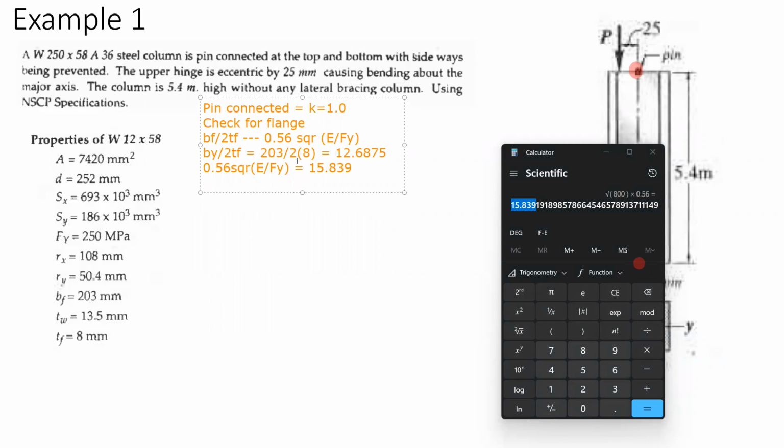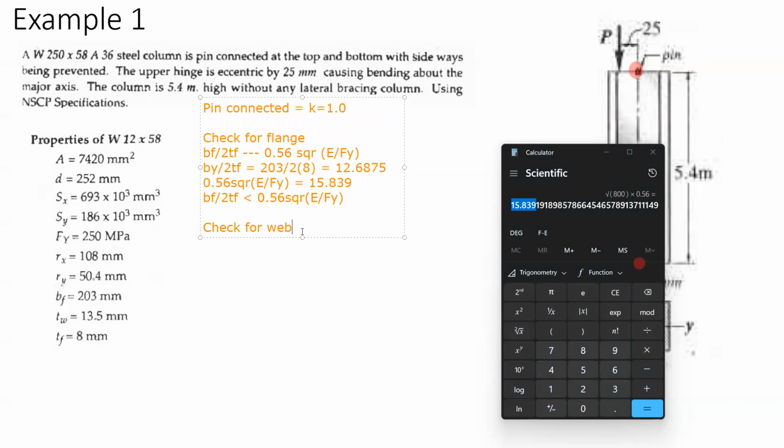And then now that we have this, that means BF over 2TF is less than 0.56 square root of E over Fy. So, pag ganyan, that means it is compact. So, it is also not slender. Let's check naman for the web.